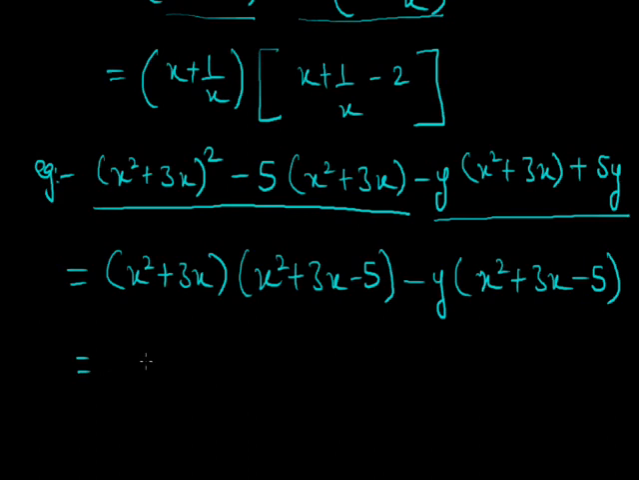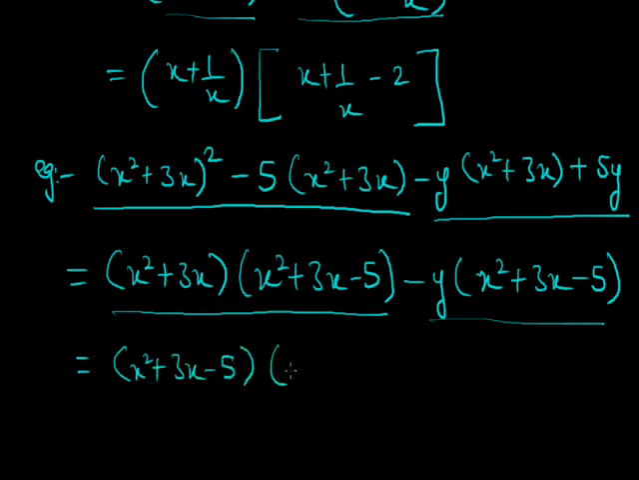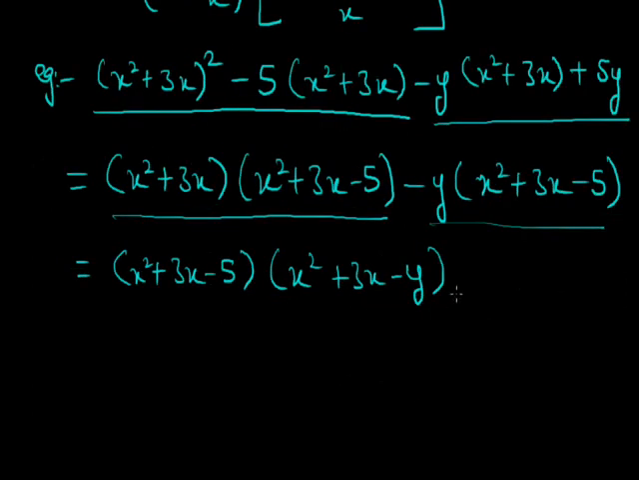Now there are two terms. Among these two terms, the common term is x square plus 3x minus 5, and as we have taken it as common, the remaining is x square plus 3x minus y. So these two terms we got by taking out the common term, that is x square plus 3x minus 5. In this way we need to combine the terms, taking out the common terms, and accordingly make it a product of the factors of the polynomial. So in this way we have done it.